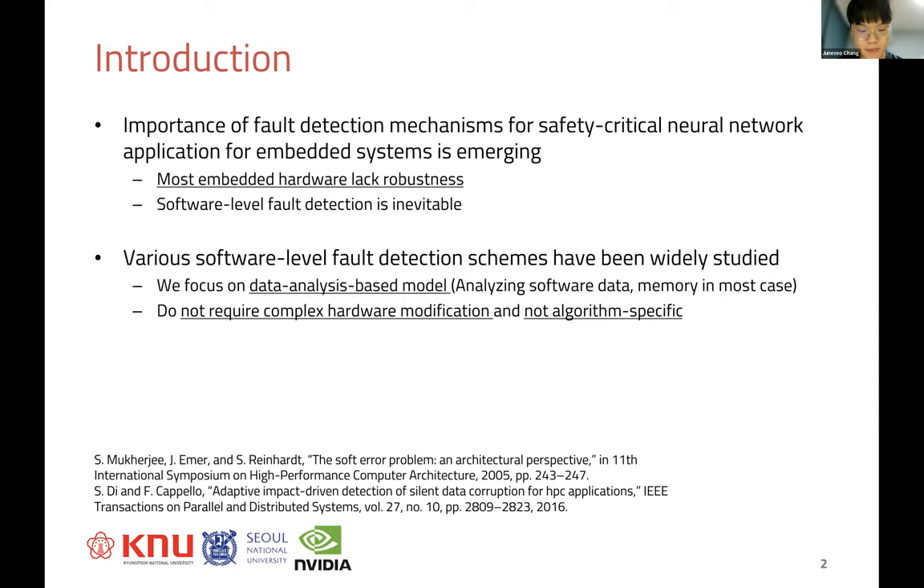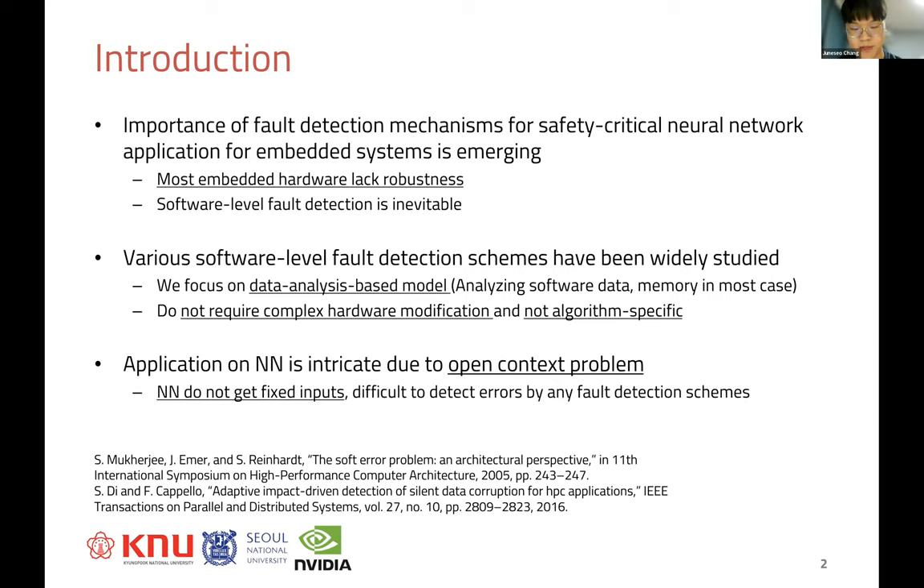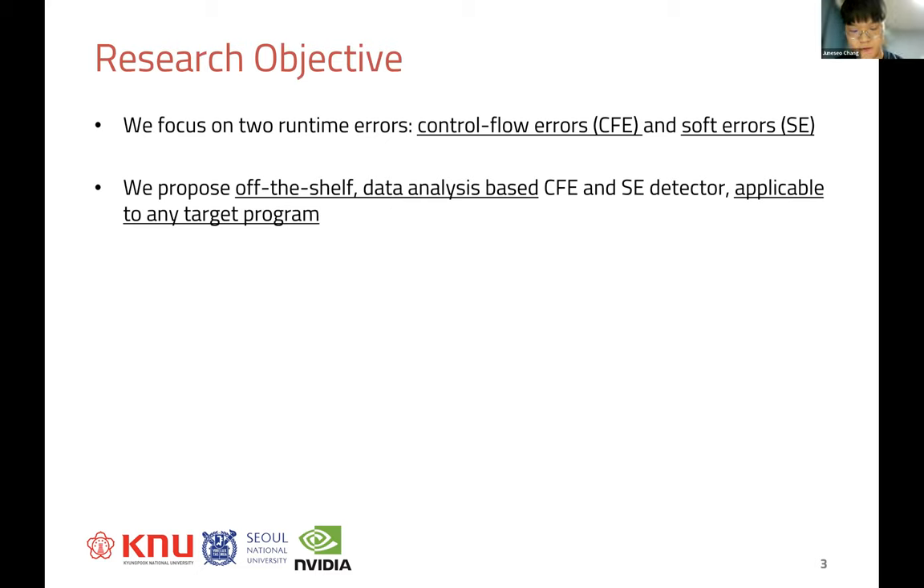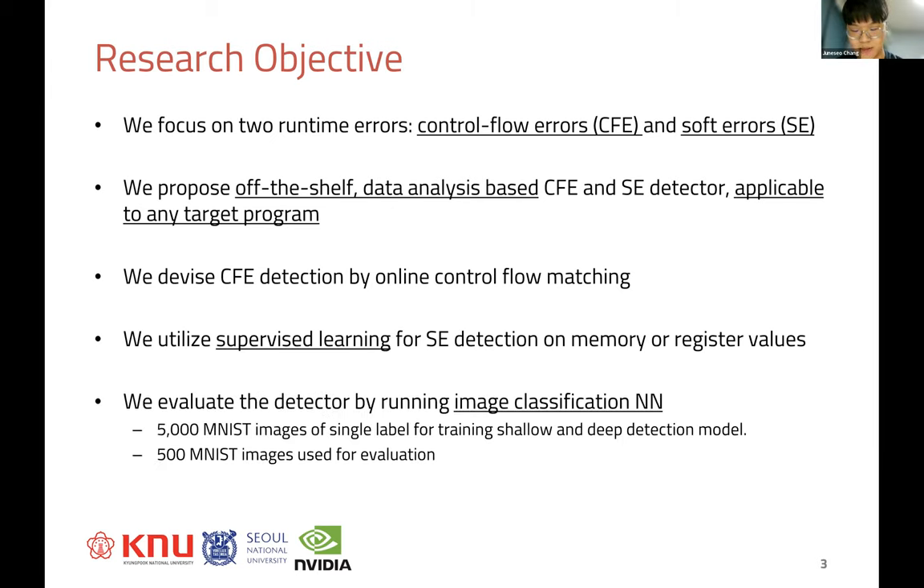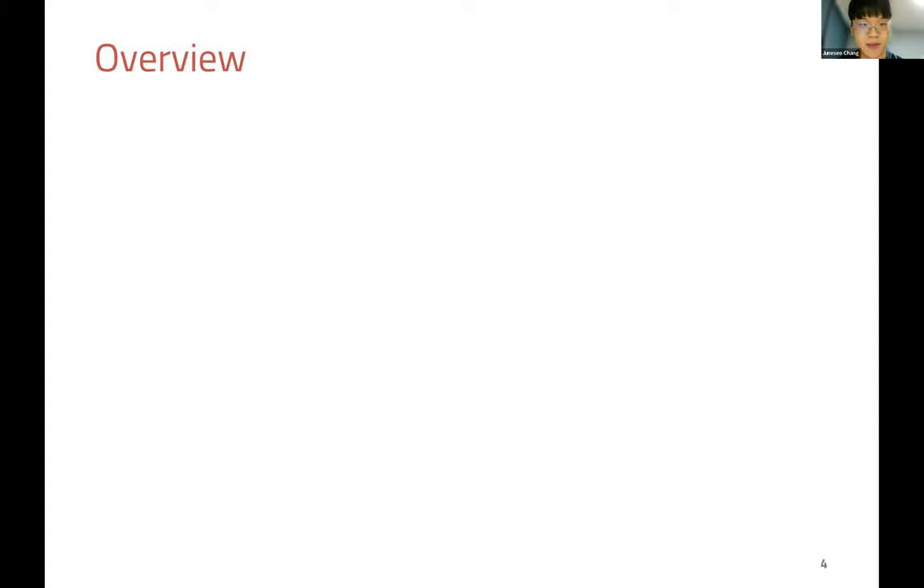general purpose. However, applying a data analysis-based model to a neural network is intricate because of open context problems. So in this study, we proposed an off-the-shelf control flow error and software fault detector applicable to any target program. We proposed control flow matching and a supervised learning model for software detection. And we also evaluate our model using an MNIST Image Classification Neural Network Program.